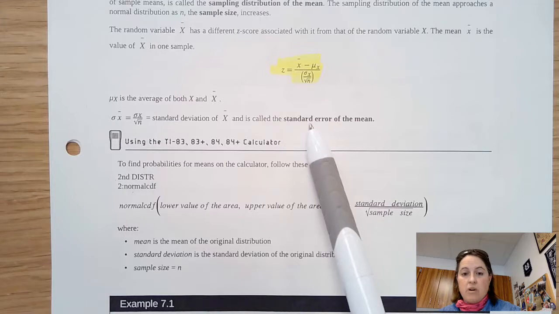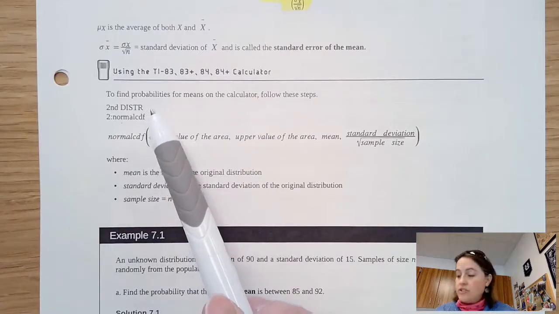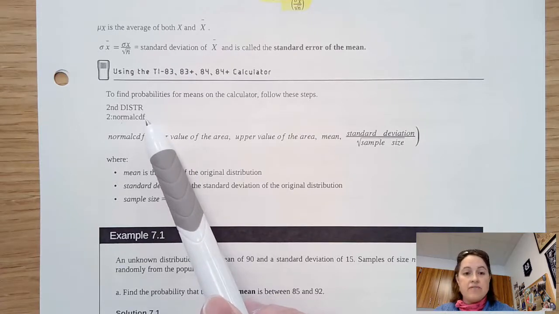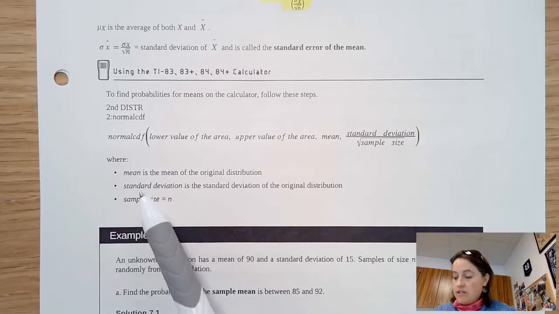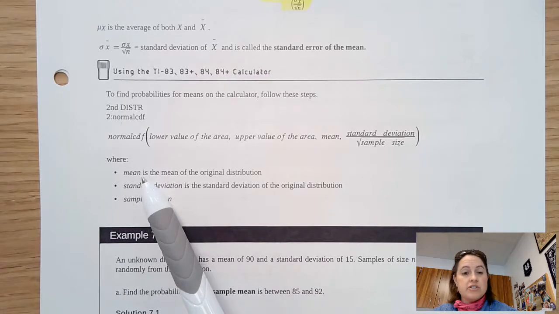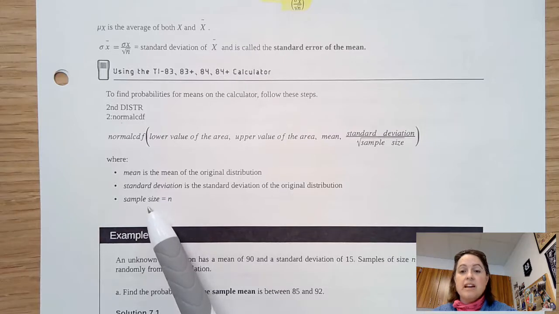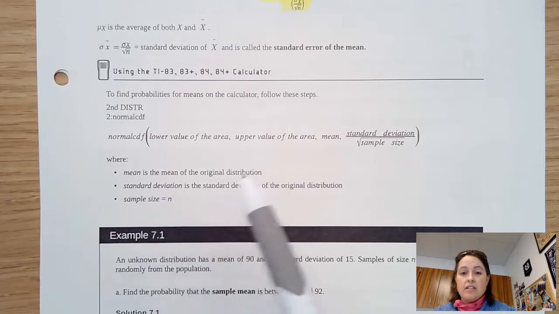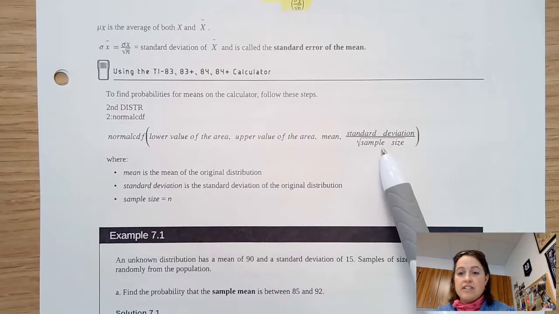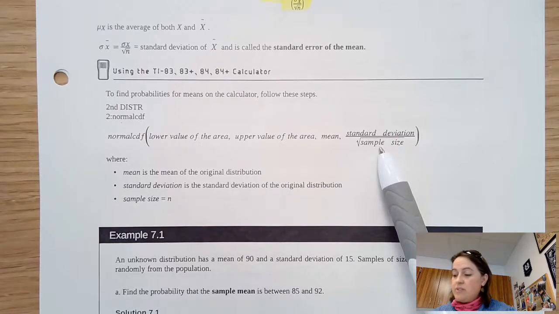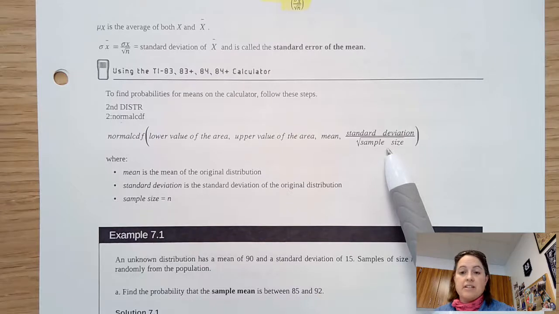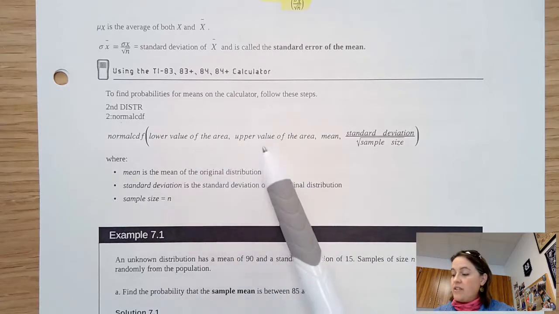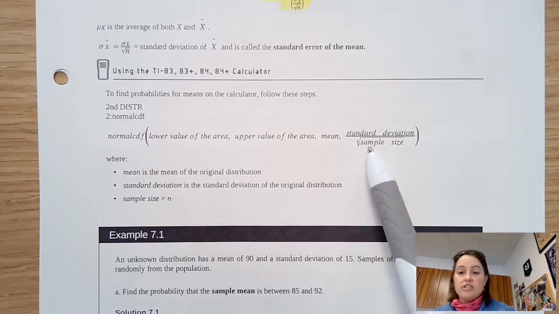Now we're going to walk through how you would put this into a calculator. You're going to go to your distributions and do a normal CDF. The mean is the mean of the original distribution. Your standard deviation is the standard deviation of the original distribution, and our sample size is n. The big difference is that your standard deviation for the mean has to be divided by the square root of the sample size. So you enter your lower value of the area, upper value, your mean, and then your standard deviation divided by the square root of the sample size.